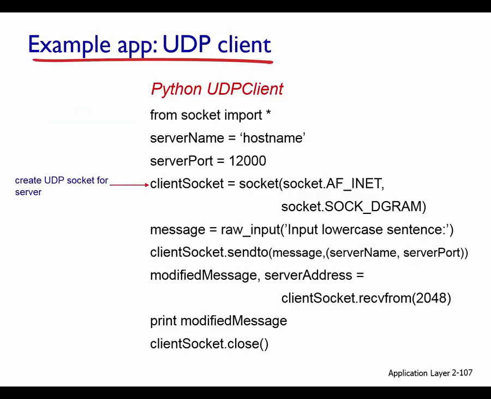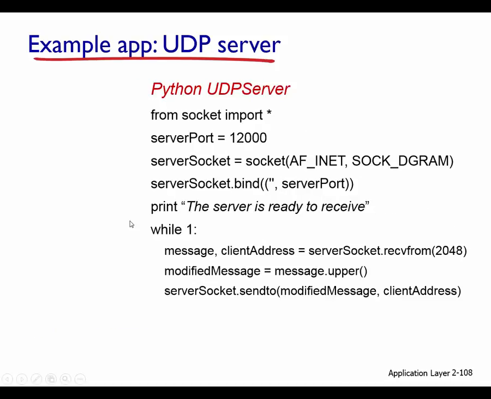Then we create our UDP socket for the server. We get our keyboard input. We attach the server name and the port to the message, and we send it into the socket structure. Then we read the reply characters from the server, place them from the socket structure into the modified message string, and then we can print it out.